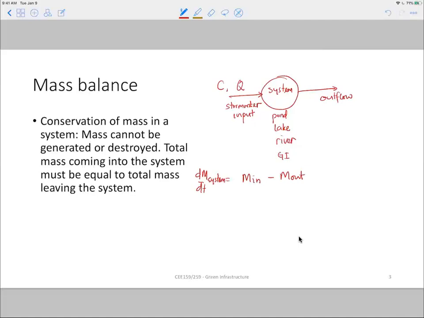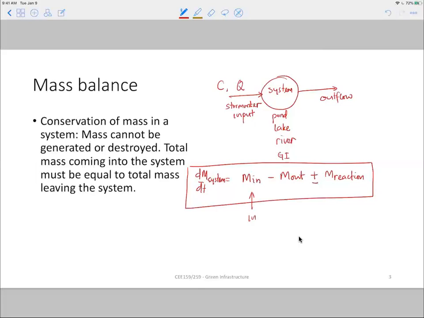But if there are reactions, that could be mass reacted. Notice that I say plus sign. When it's a plus sign, that means the reaction creates the mass or transforms the mass from one form to another. And if the reaction depletes the mass, then we can write a negative term over here. So this is the very generic mass balance equation, which means that any change in mass in the system can be predicted based on the total mass coming into the system, the total mass going out of the system, and any reaction. And this reaction could vary from system to system.